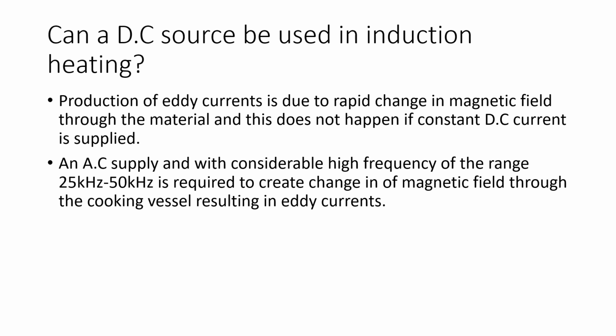Now, there is a question: can a DC source be used in induction heating? Well, production of eddy currents is due to rapid change in the magnetic field through the material, and this does not happen if constant DC current is supplied. An AC supply with considerably high frequency, in the range of 25 kHz to 50 kHz, is required to create a change in the magnetic field through the cooking vessel, resulting in eddy currents.